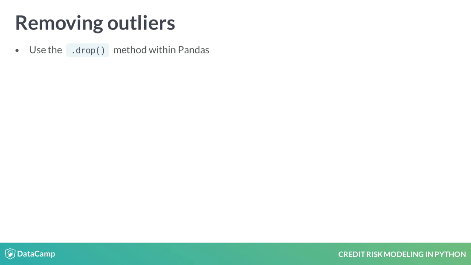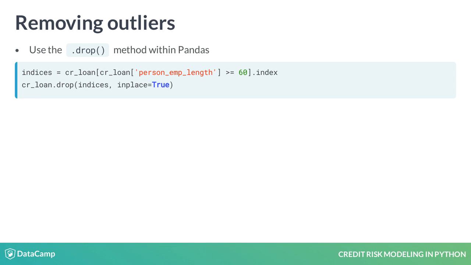So, we know outliers are a problem and want to remove them. But how? We can easily use the drop method within the Pandas package to remove rows from our data. In this example, we first use basic Python subsetting to find rows with a person's employment length greater than 60. What this returns is the index position of that row in our data frame. From there, we call the drop method on our data frame to have it remove the rows in the data frame which match the index positions found earlier.